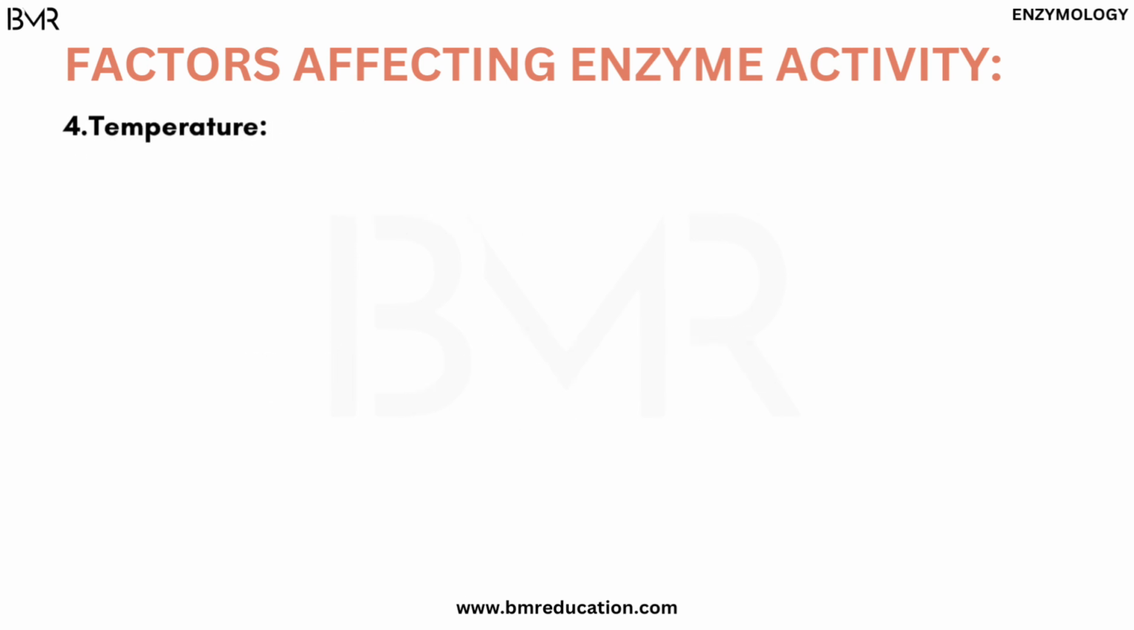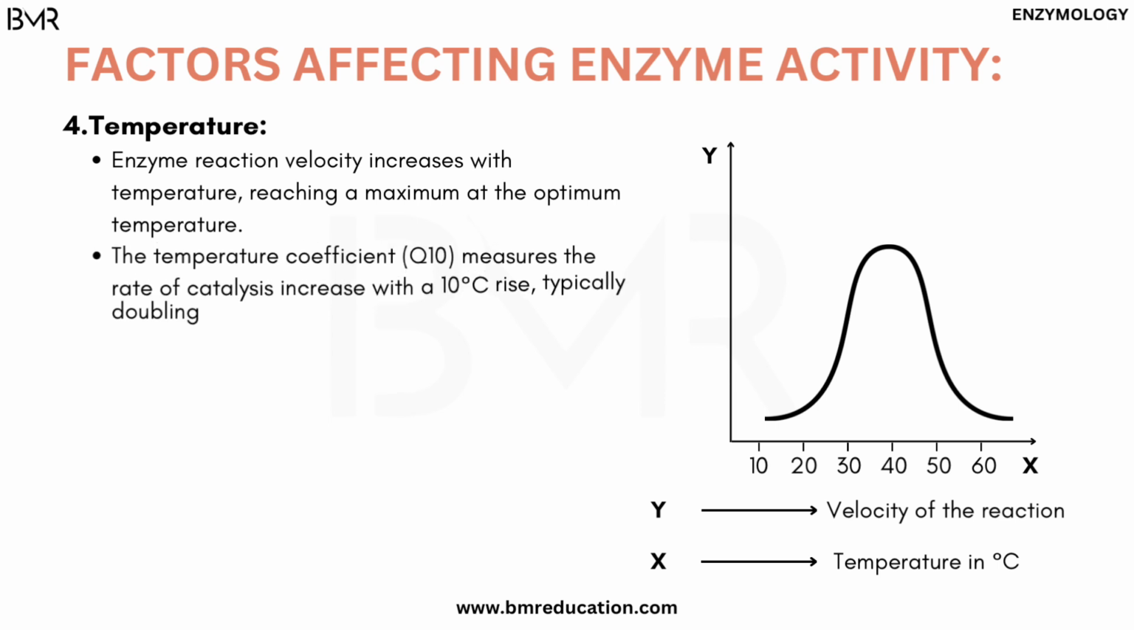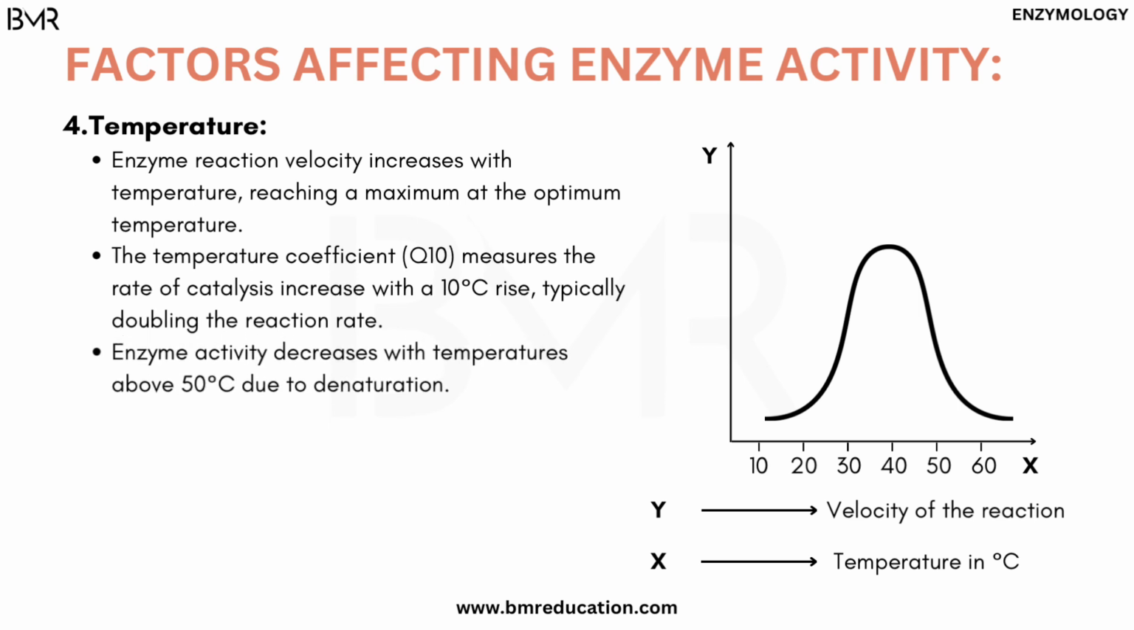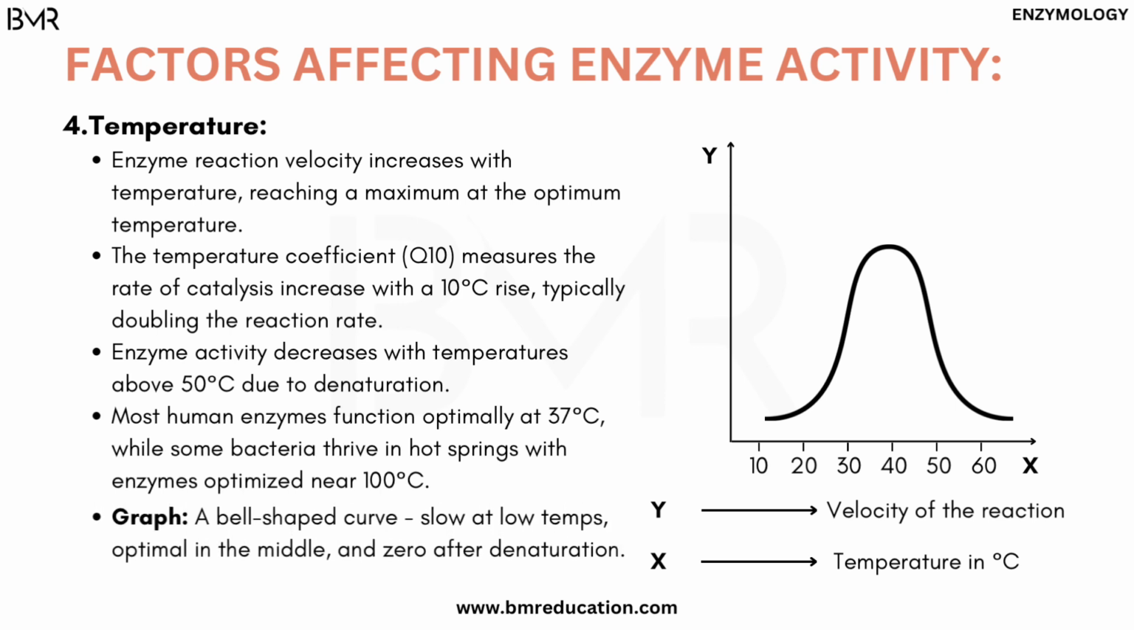The effect of temperature on enzyme activity. Enzyme reaction velocity increases with temperature, reaching maximum at the optimum temperature. The temperature coefficient measures the rate of catalysis increase with 10 degrees Celsius rise, typically doubling the reaction rate. Enzyme activity decreases with temperatures above 50 degrees Celsius due to denaturation. Most human enzymes function optimally at 37 degrees Celsius, while some bacteria thrive in hot springs with enzymes optimized near 100 degrees Celsius. The graph of velocity of reaction to temperature shows a bell-shaped curve at which the rate of reaction is slow at low temperatures, optimal in the middle, and zero after denaturation.